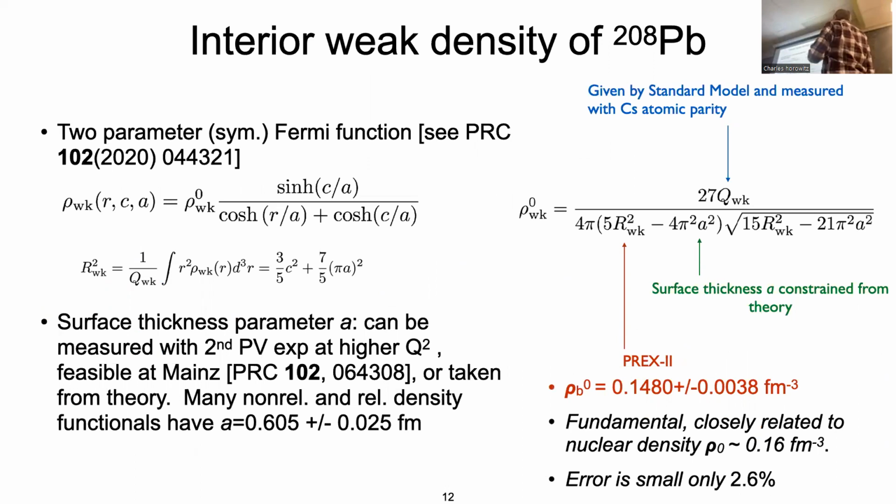So here's our measurement of the baryon density, the interior baryon density in lead, 0.15 plus or minus 0.004. So we've measured this baryon density to 2.6%. And for the average density in lead, it's, I would argue, model independent.